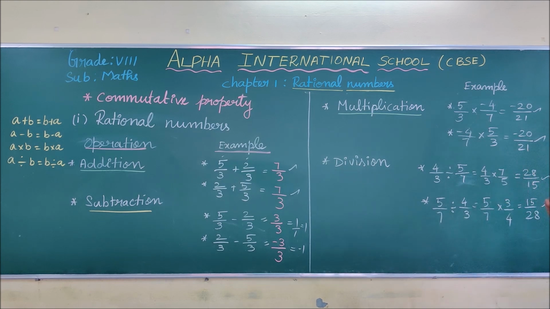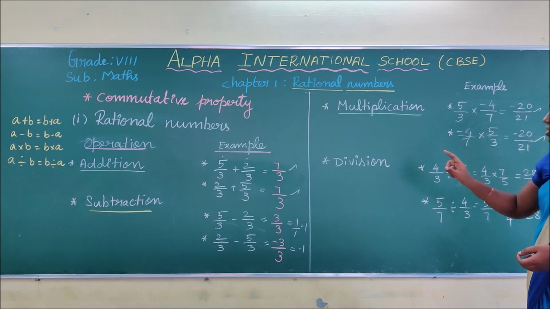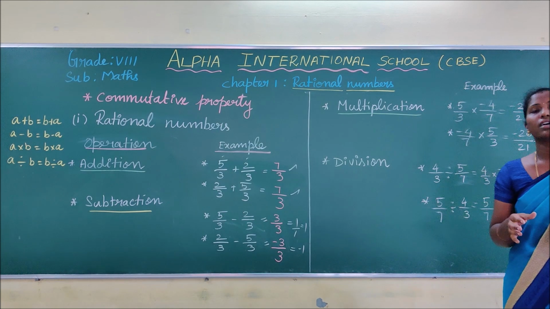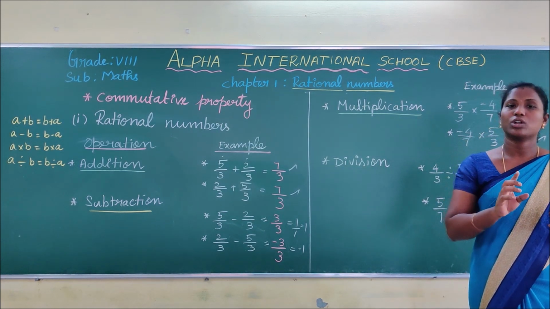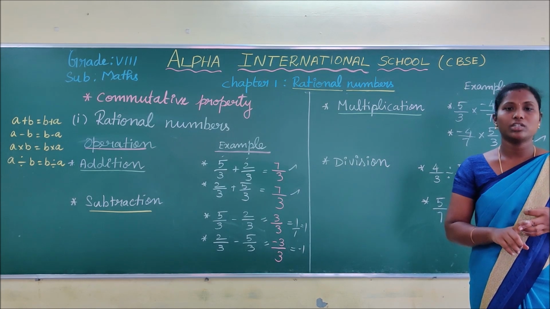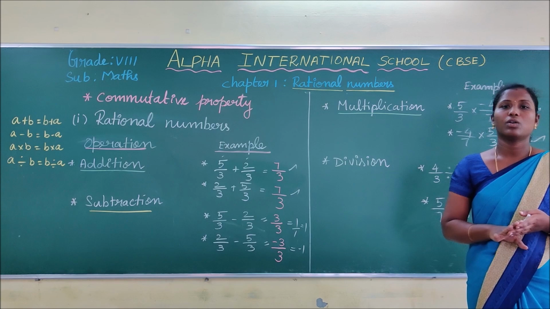So for rational numbers, the commutative property is satisfied under addition and multiplication, but it is not satisfied under subtraction and division. Now we are going to see some examples of how to solve rational numbers problems based on the operations addition, subtraction, division and multiplication.